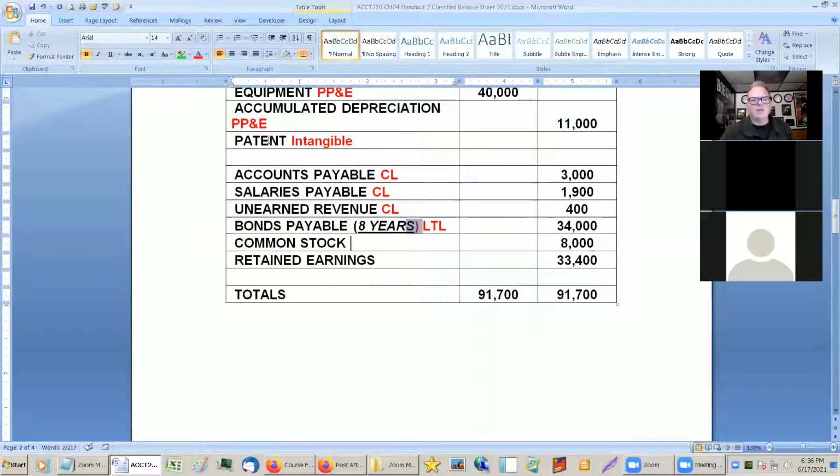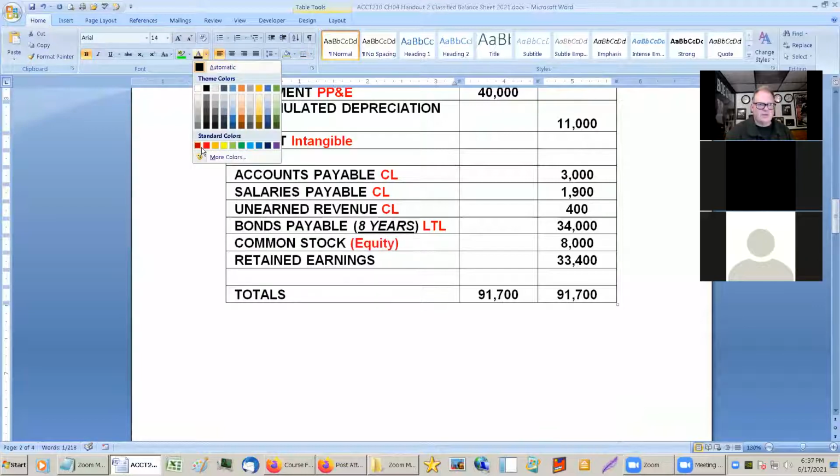Hey, that one should be regular color. And stock and retained earnings, those are the same as before. I mean, the balance sheet itself is exactly the same. It's just we have more categories. Assets are still assets. There's no change in that.